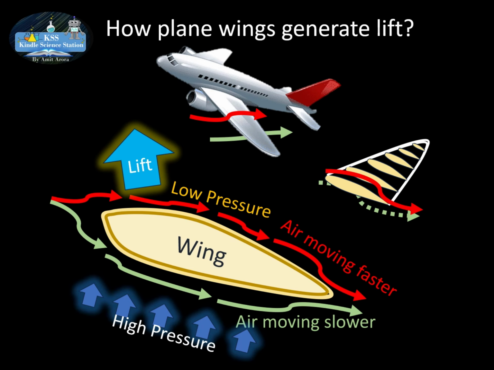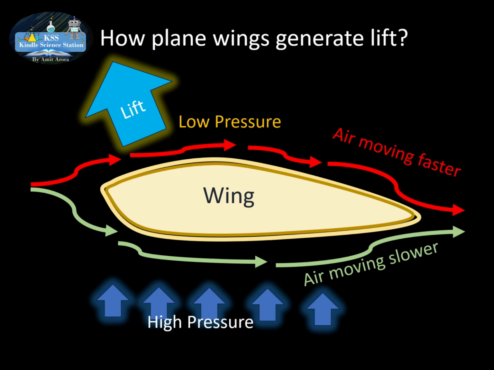Let me explain this with diagrams and figures. The shape of an aeroplane wing looks like this. The upper surface is curved and the lower surface is flat. This is intentional, keeping Bernoulli's principle in mind.